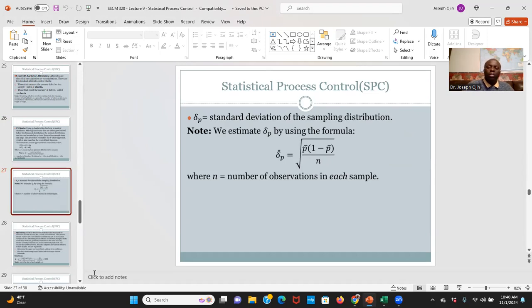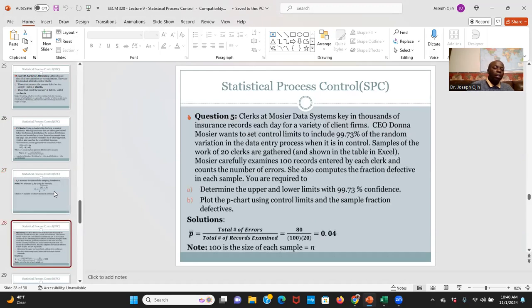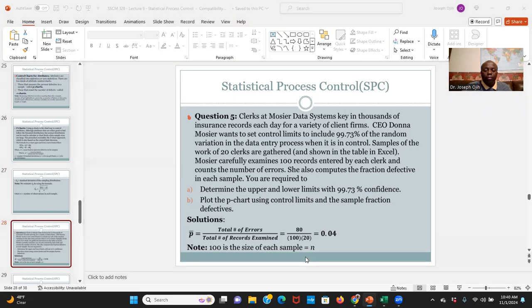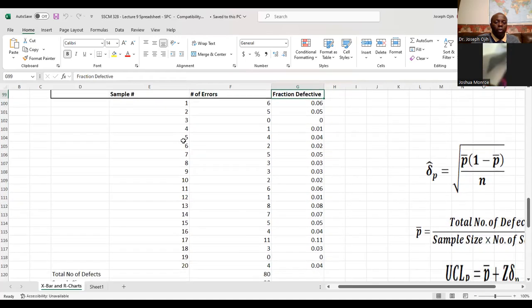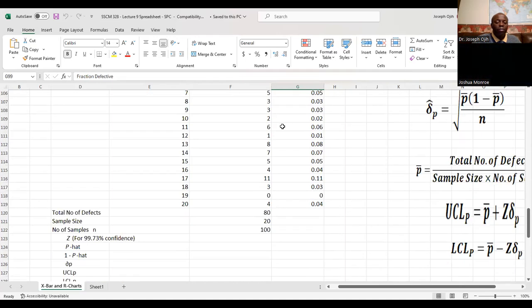Now let us see how this works in reality. Look at this scenario that involves clerks at Mozilla Data Systems. They are required to key in thousands of insurance records each day for a variety of firms. The CEO, Donna Mozilla, wants to set the control limits to include 99.73% of random variations in the data entry process when it is in control. Samples of the work of 20 clerks are gathered and shown in Excel. The number of errors, then fraction defective, all gathered.